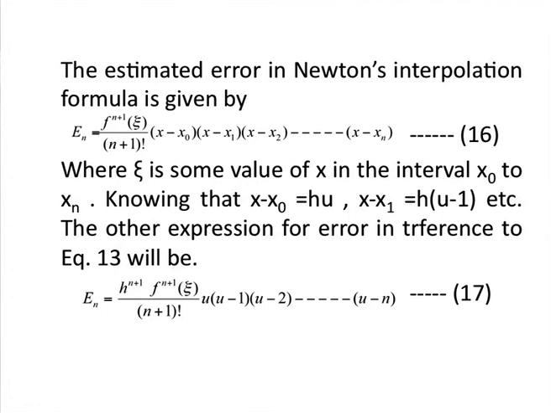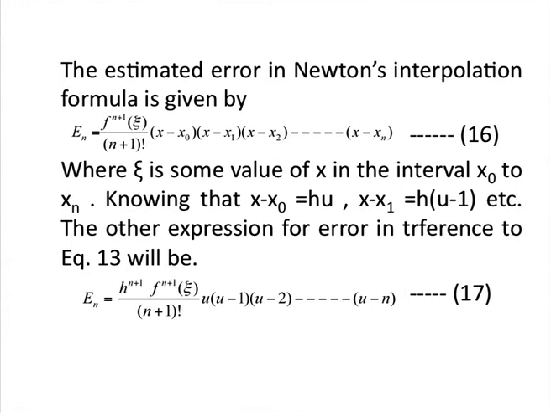Now, in the expression of the interpolating polynomial, we have terminated the polynomial after n terms. The function can be approximated by an infinite series, therefore, the remaining part of the function expression will go as error. So, the error in Newton's interpolation formula is given by equation 16, and here xi is a variable in the interval x0 to xn, taken such that the n plus first order derivative of the function in the interval x0 to xn is maximum. This gives us the estimate of the error in Newton's interpolation formula. If you change the variable, the error formula will be given by equation 17.